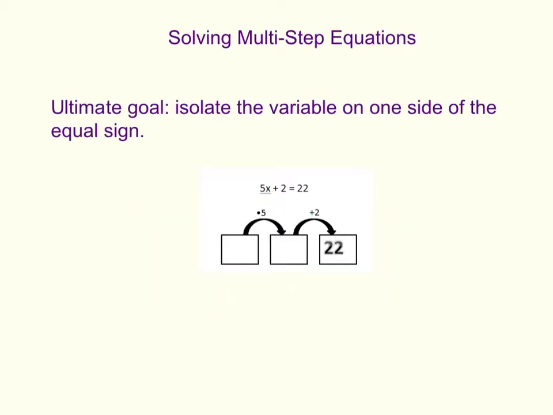Okay, the ultimate goal when we're solving a multi-step equation is to isolate that variable on one side of the equal sign. And what we're doing is we are unwrapping. This is the terminology I used last year. We're unwrapping the variable. We're looking at what happened to that variable and we're going to undo it. Okay, unwrapping or undoing, which probably isn't a word, so it probably needs a hyphen in the middle there.